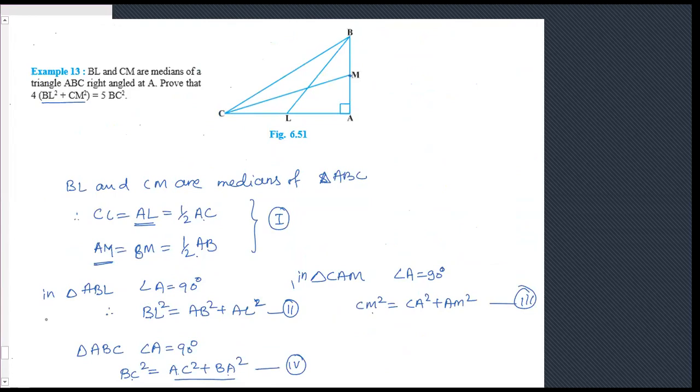First, in such kinds of proofs, whatever right triangles are there, apply the Pythagoras theorem for all those right triangles, and then check what they have asked. You have to check the RHS and LHS, and then start solving according to the statement given.